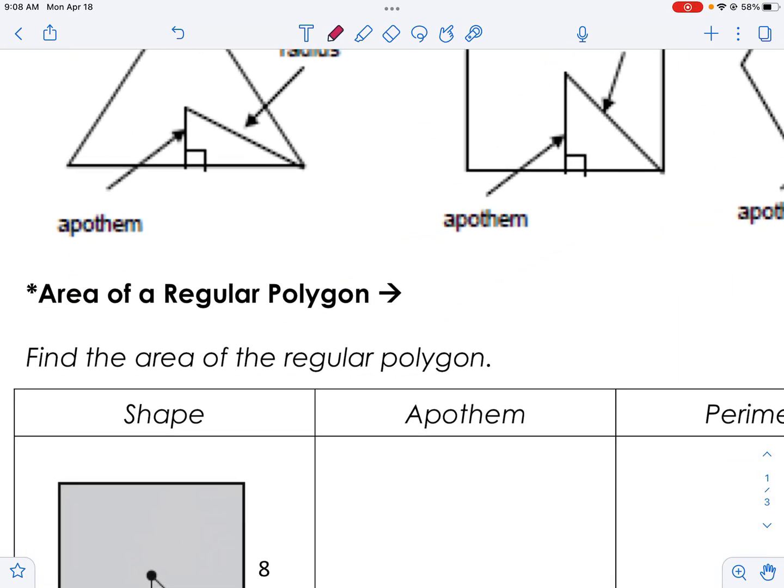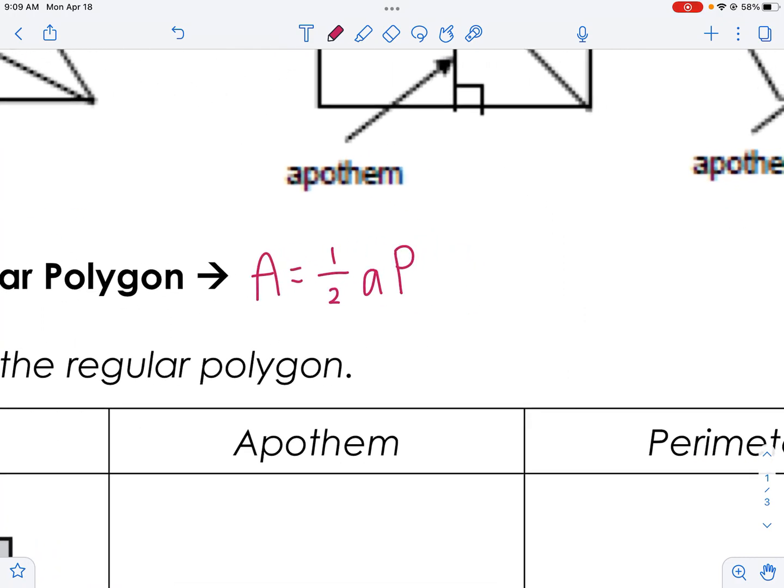So if it is a regular polygon, we can always use this formula, and that's the area, capital A, is going to be 1/2 the apothem times the perimeter. So just keep in mind that the little a stands for apothem, the big A is the area, and that capital P stands for perimeter.